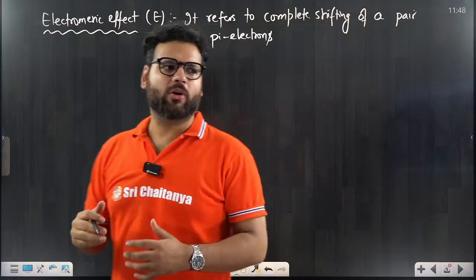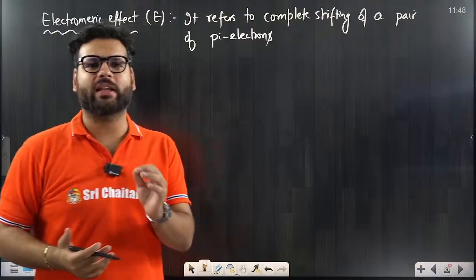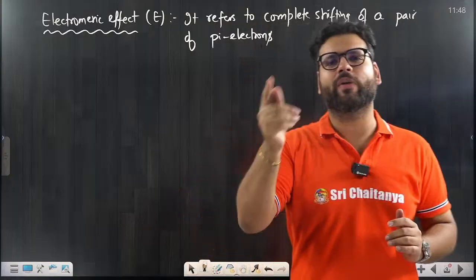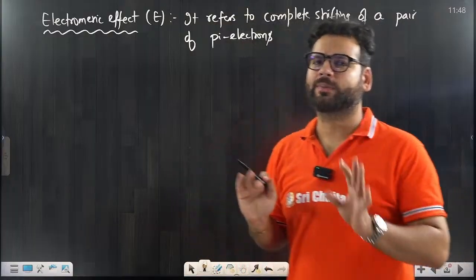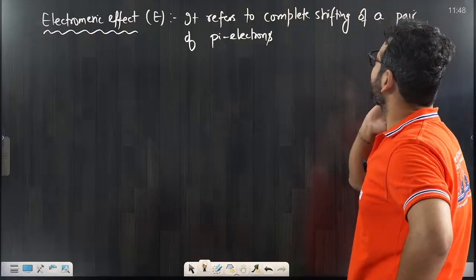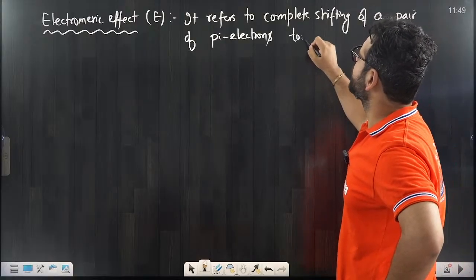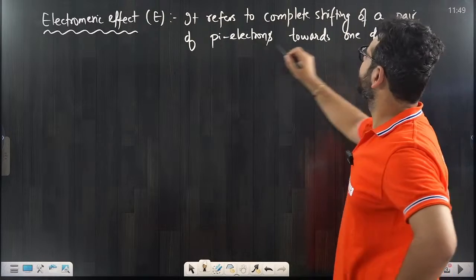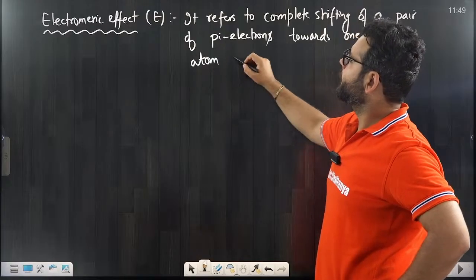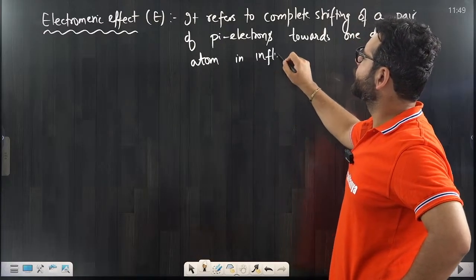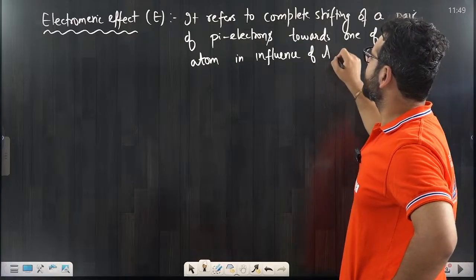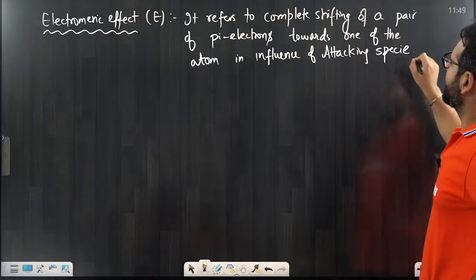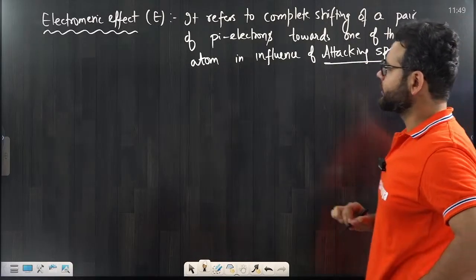Whenever there is a double bond between two atoms or a triple bond between two atoms, then that pi bond or pi electrons are going to completely shift to one of the atoms in the presence of an attacking species. So it refers to complete shifting of a pair of pi electrons towards one of the atoms in the influence of an attacking species.